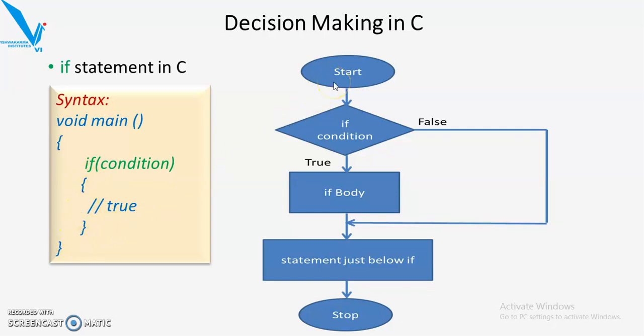We can see the if statement by the flow diagram. As soon as the program starts, and whatever the condition is there, if the condition is true, the body inside the if condition is executed. Else, if it is false, the control goes below the body of the if condition, and whatever statement is just below the if is going to be executed.